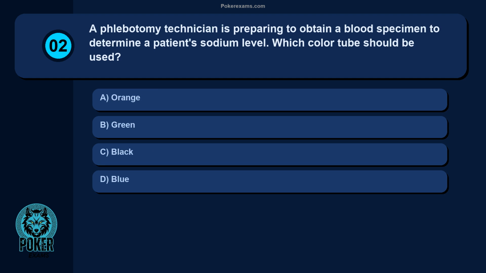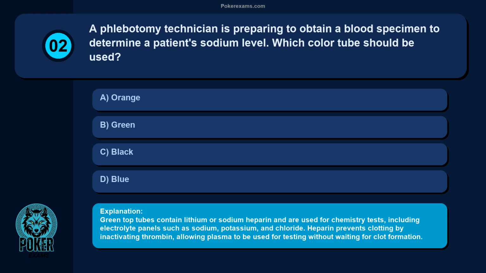Question 2. A phlebotomy technician is preparing to obtain a blood specimen to determine a patient's sodium level. Which color tube should be used? Orange, green, black, blue. Green top tubes contain lithium or sodium heparin and are used for chemistry tests, including electrolyte panels such as sodium, potassium, and chloride. Heparin prevents clotting by inactivating thrombin, allowing plasma to be used for testing without waiting for clot formation.